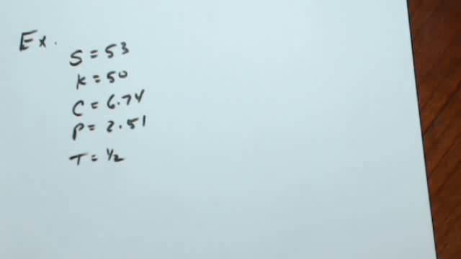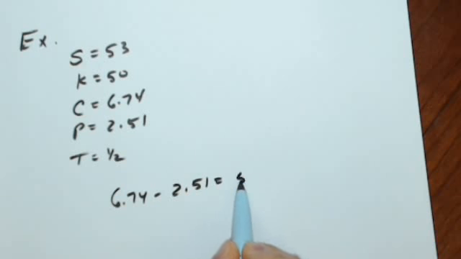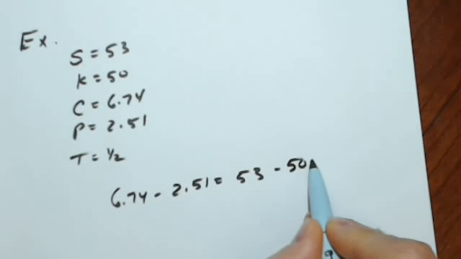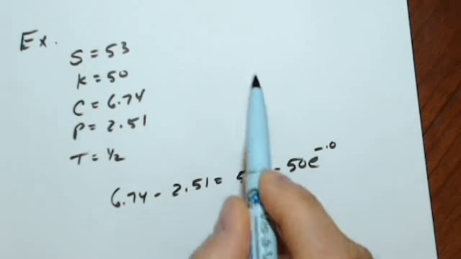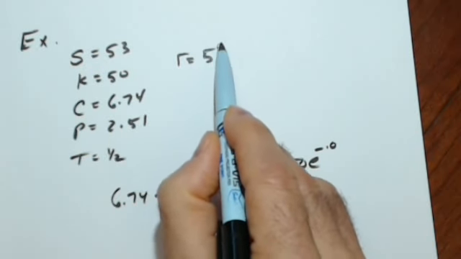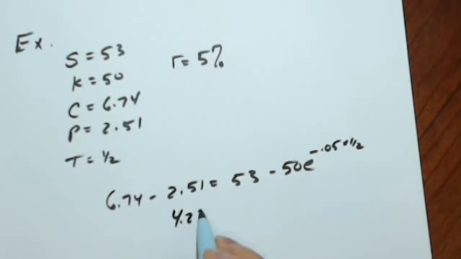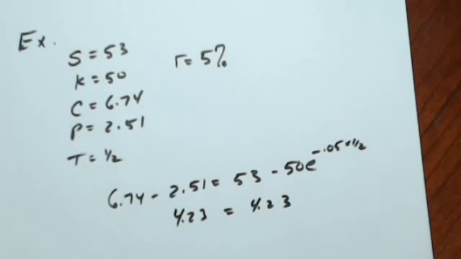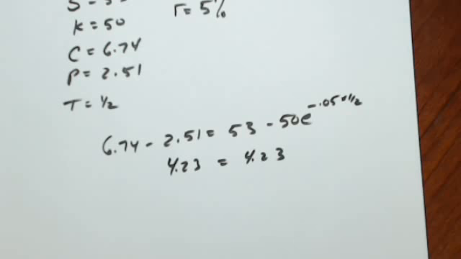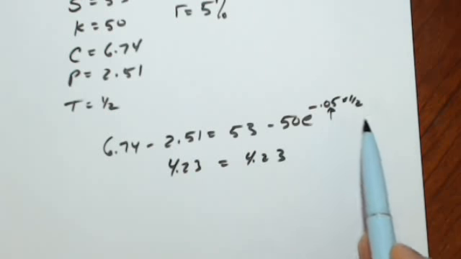So that's the stock price. Now it says using the put-call parity equation, show that put-call parity holds. So it's 6.74 minus 2.51 will equal 53 minus 50 e to the minus... oops, I forgot to put the 5. R is 5%. R is 0.05 times 1/2. And we get 4.23 equals 4.23. Okay, put-call parity holds. In other words, what's showing up in the options market is matching what's going on in the stock market and what's happening in the treasury market.